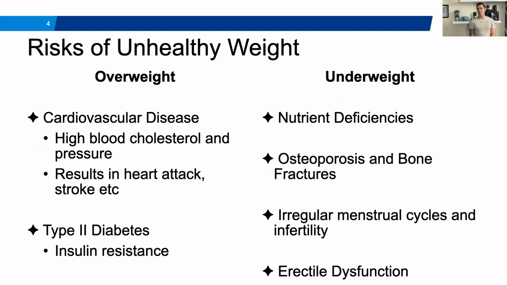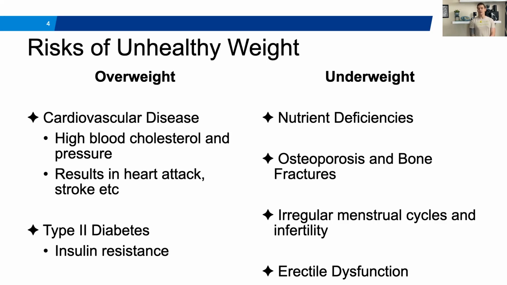So, risks of unhealthy weight. Obviously there are 2 types of unhealthy weight: overweight and underweight. If you're overweight, it can lead to cardiovascular diseases, which will cause high blood cholesterol and pressure, and that can result in heart attacks, strokes, etc. Being overweight can also lead to type 2 diabetes, which will then cause insulin resistance. Type 2 diabetes is not to be confused with type 1. Type 2 is generally caused from being overweight and having a poor diet.